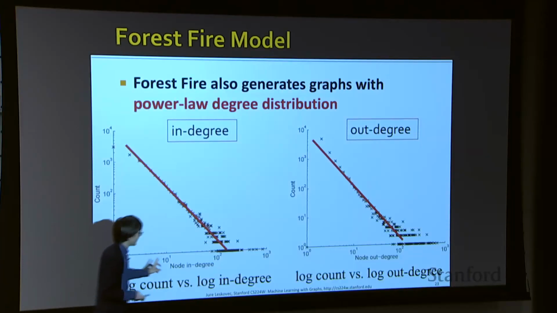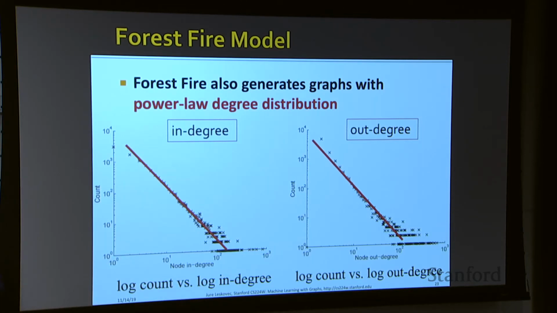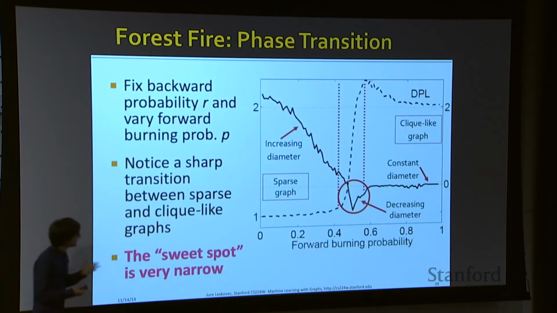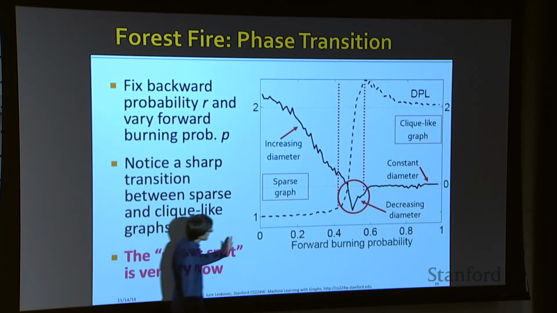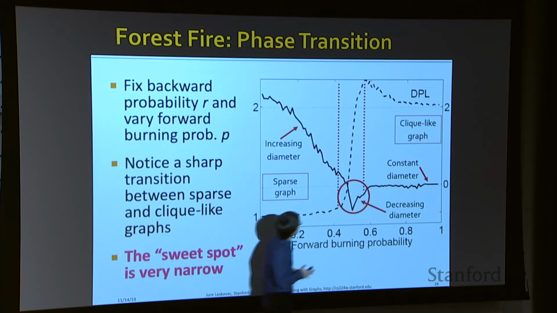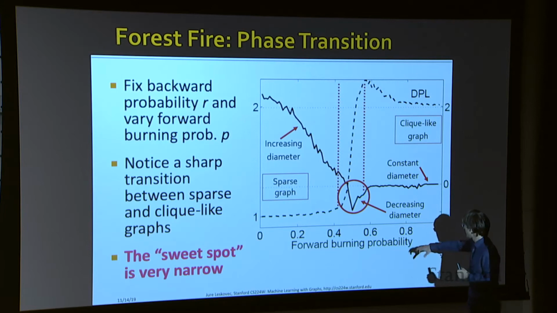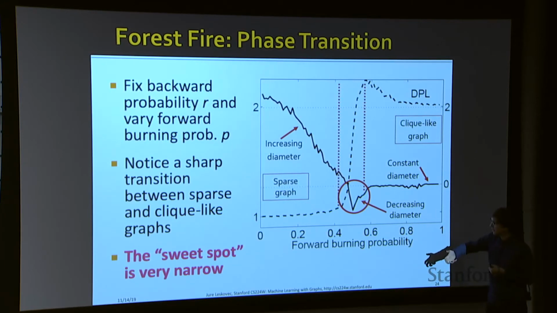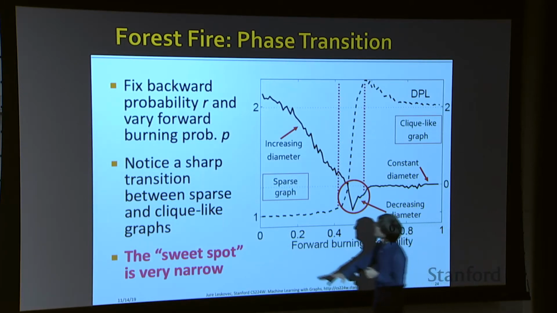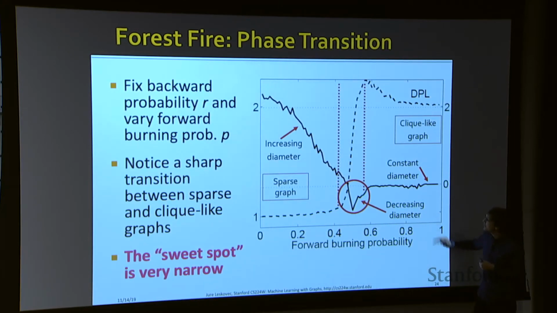All right. Good. So we have this. Now, of course, you can ask, how big is the parameter region where I get this notion of shrinking diameter and densification? And here is the computational experiment to do that. Here is the forward burning probability, and here is the value of a given statistic. We select the forward burning probability, and then the backward burning probability is some constant times this. Here we are burning very little. Here we are basically burning everything.